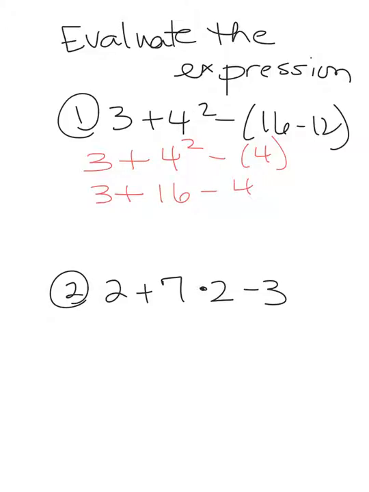I can rewrite that a little bit. That makes it a little easier for you. So 3 plus 16, I'm now going left to right for addition and subtraction. Gives me 19 minus 4 gives me 15. So 15 is my final answer.